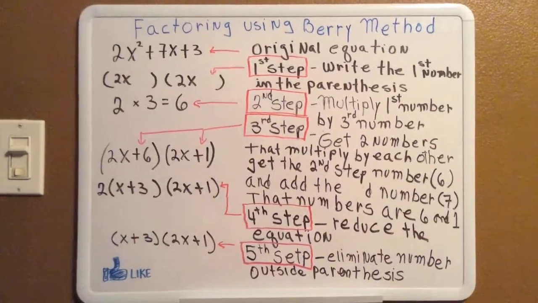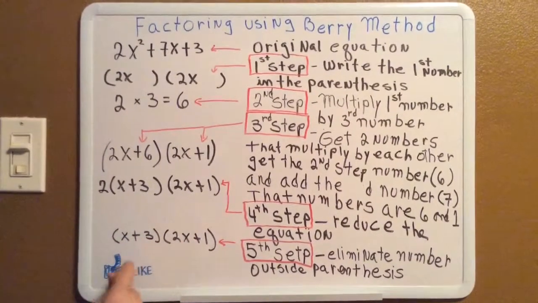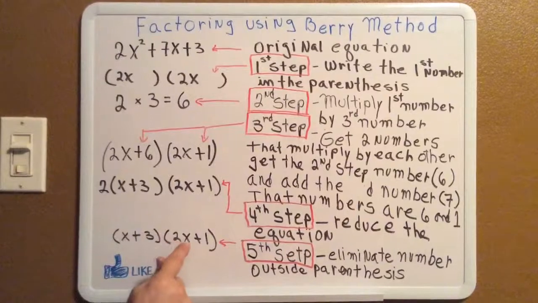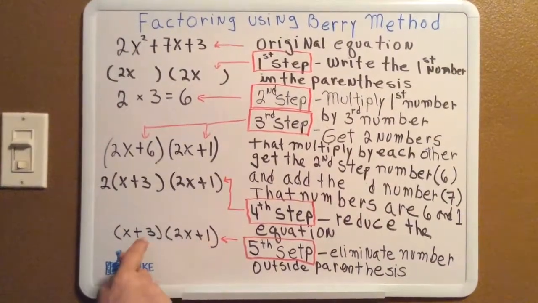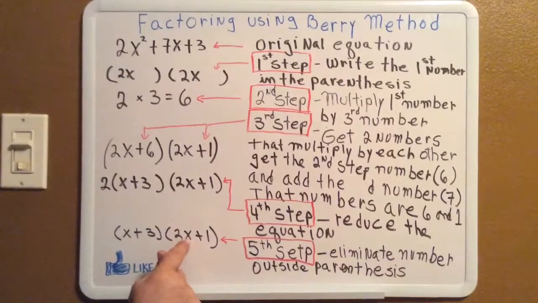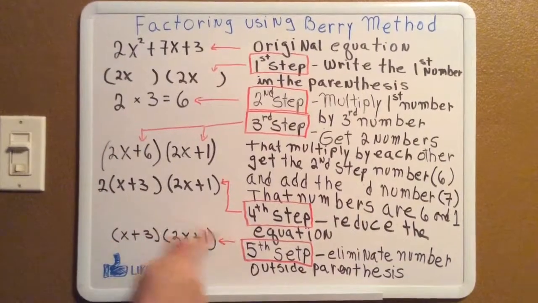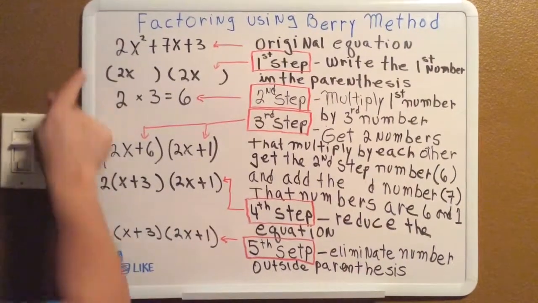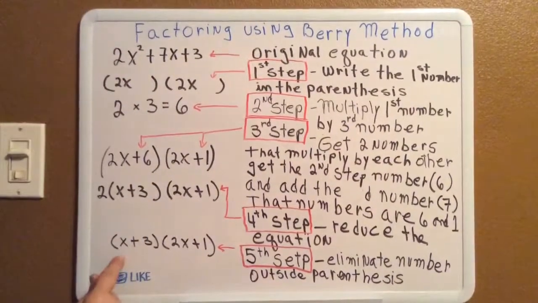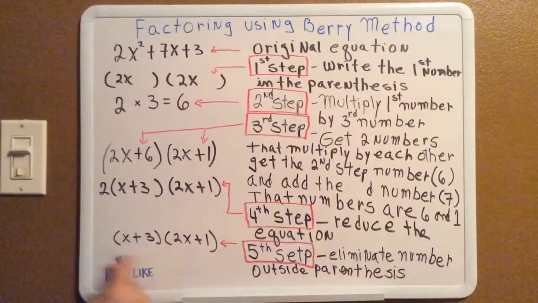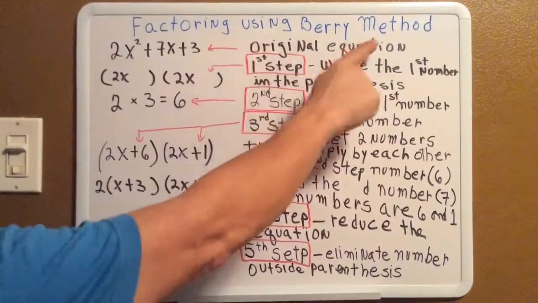If we want to verify that these two factors are the correct factors, we have to multiply x times 2x, x times 1, 3 times 2x, and 3 times 1. We add and combine the terms, and we have our original equation. That means that these two factors are the factors of our original equation using the Berry method.